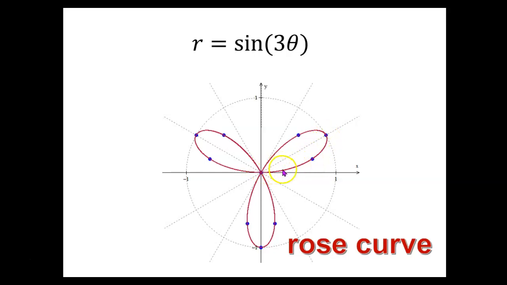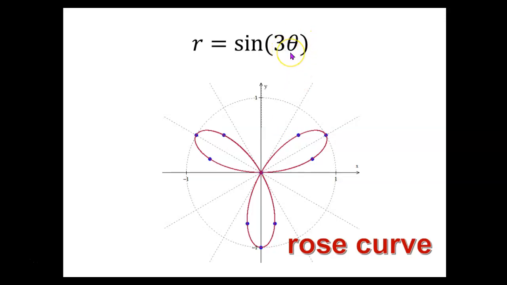What happened in between? Well, when theta was pi over 12, 3 times pi over 12 would be pi over 4, and the sine of that is square root of 2 over 2. And once theta gets past pi over 6, like when theta is pi over 3, 3 times pi over 3 would be pi, and the sine of that is 0. So we're all the way back to 0. What happens as we go past pi over 3?